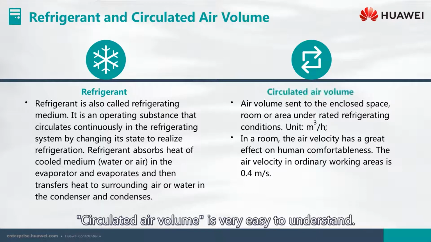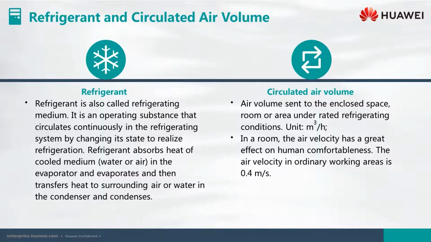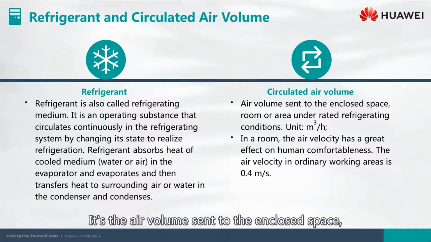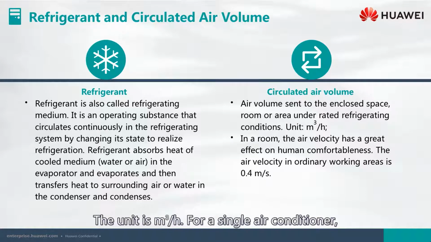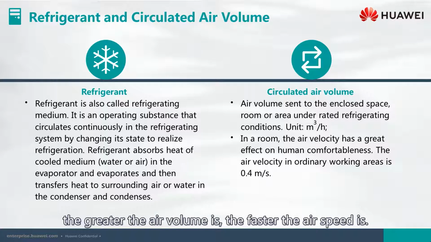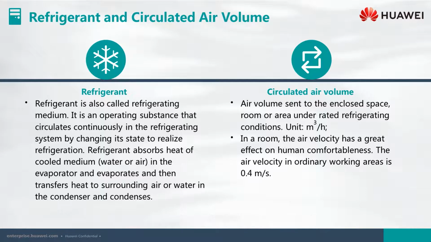Circulated air volume is very easy to understand. It is the air volume sent to the enclosed space, room, or area under rated refrigerating conditions. The unit is cubic meters per hour. For a single air conditioner, the greater the air volume is, the faster the airspeed is.